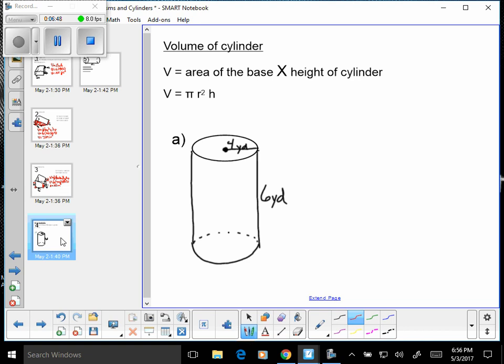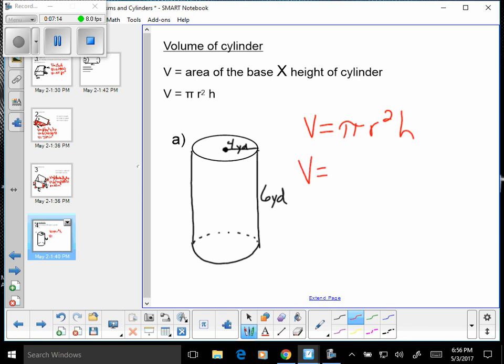Let's move on to cylinders. Volume of cylinders, just like with prisms, is area of the base times the height of a cylinder. The base is a circle. The area of a circle is pi r squared. So my formula is going to be pi r squared h. I write my formula down.